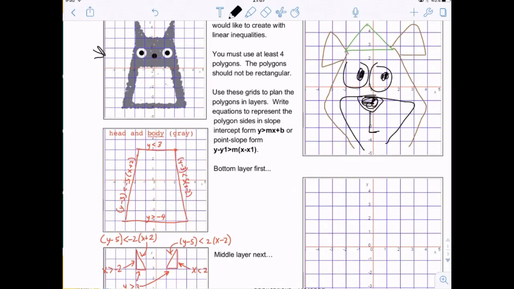Okay, so first thing you're going to do is the bottom layer. The bottom layer would be the part that's like the background for his face. So I would say that that is this part here, the part that's all brown here. You want to color that in first and then put everything else on top of it. So let's figure out how we would do that.